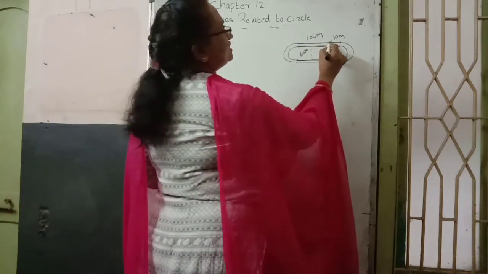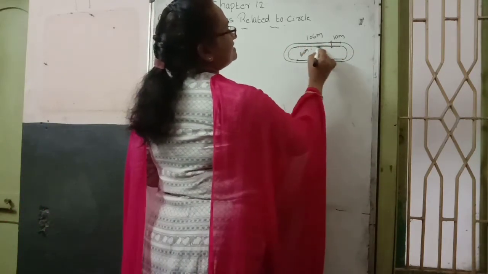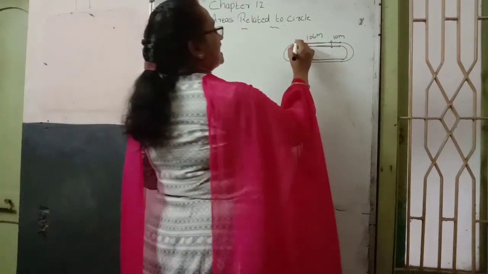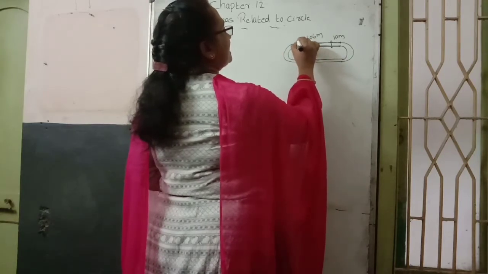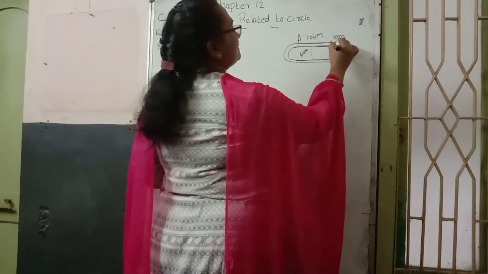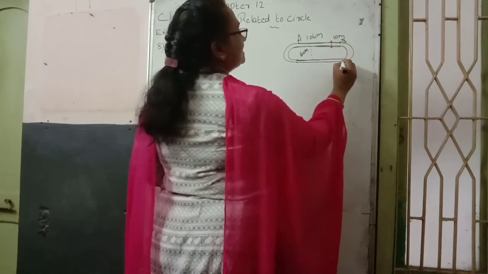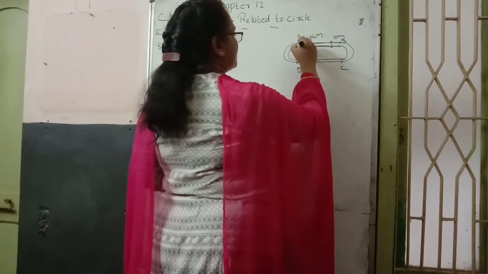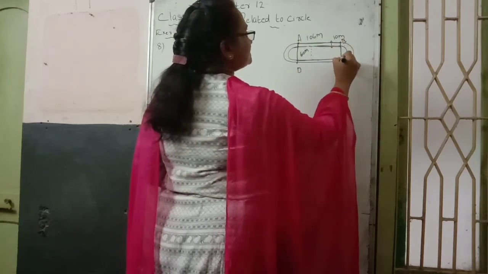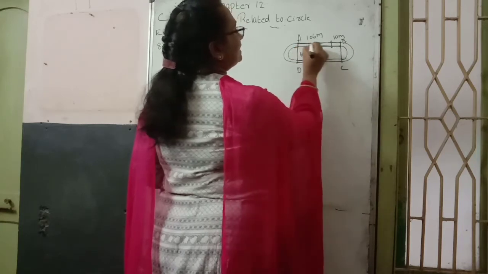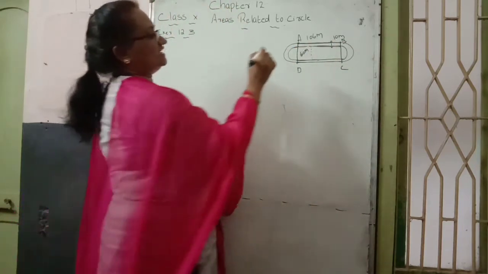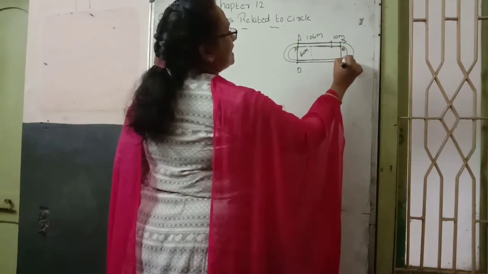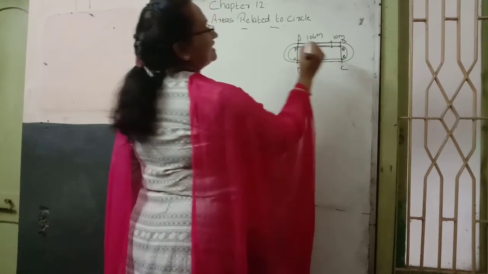This is our outer track, this is our inner track. Their width is given as 10 meters. For easy calculation, I give some names. Here I mark the letters A, B, C and D, so we get an outer rectangle, ABCD. In the same way, for the inner rectangle, I mark P, Q, R and S.